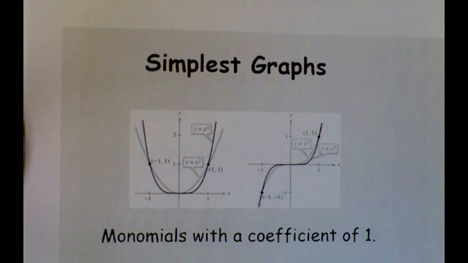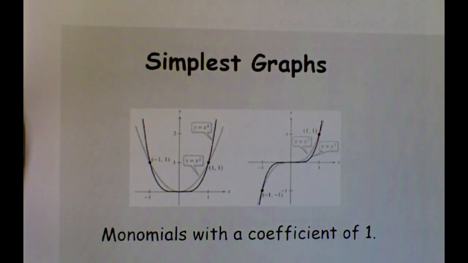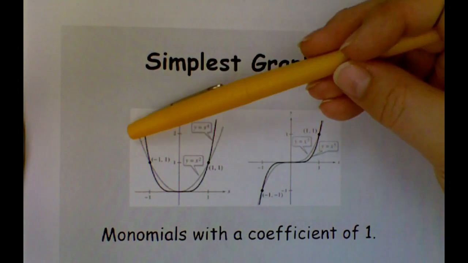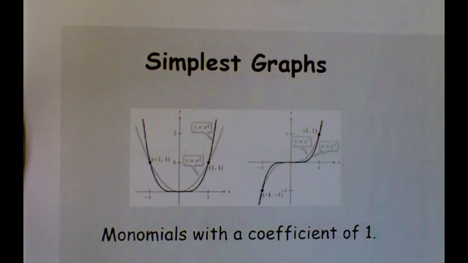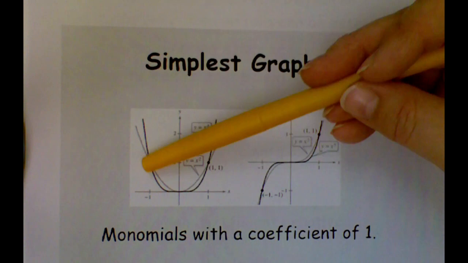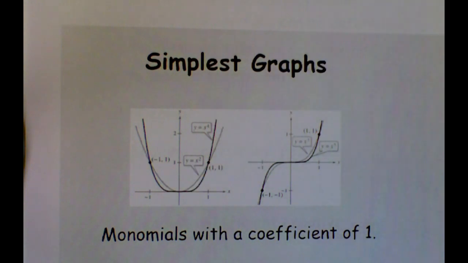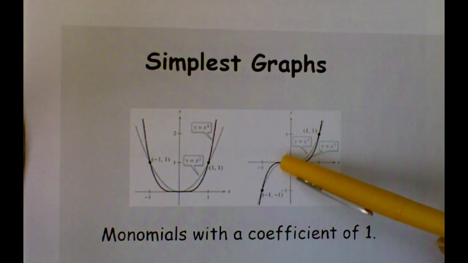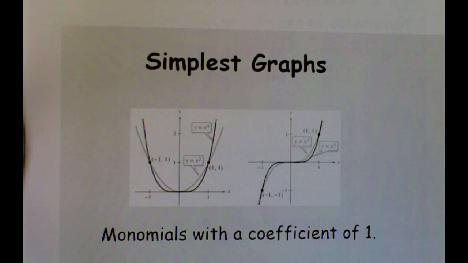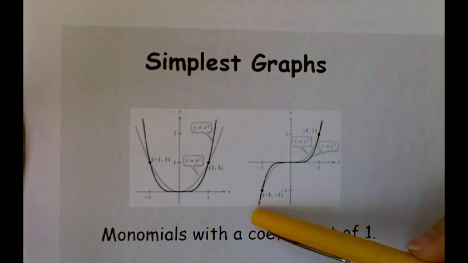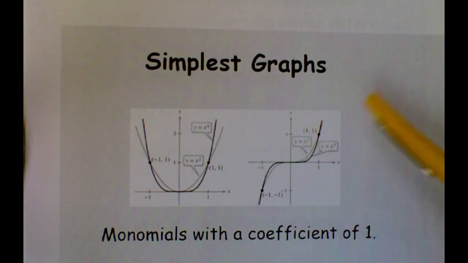The simplest graphs of our polynomials will be monomials with a coefficient of 1, such as y equals x squared, which we've dealt with before, y equals x to the 4th power, which is a slightly different looking parabola type shape, y equals x cubed, which is our basic kind of squiggly shape through the origin, y equals x to the 5th power, which is similar in shape to the y equals x cubed.